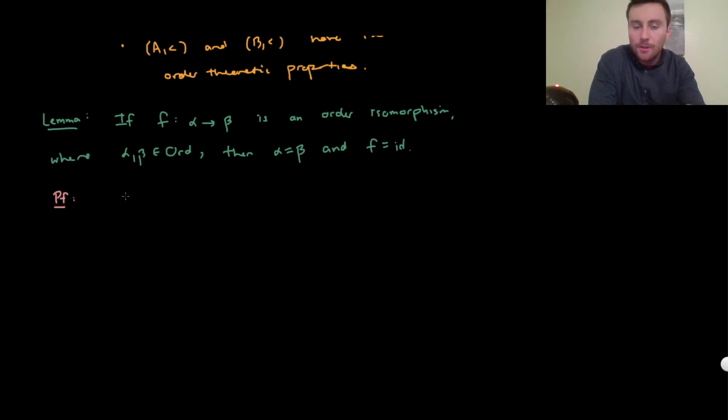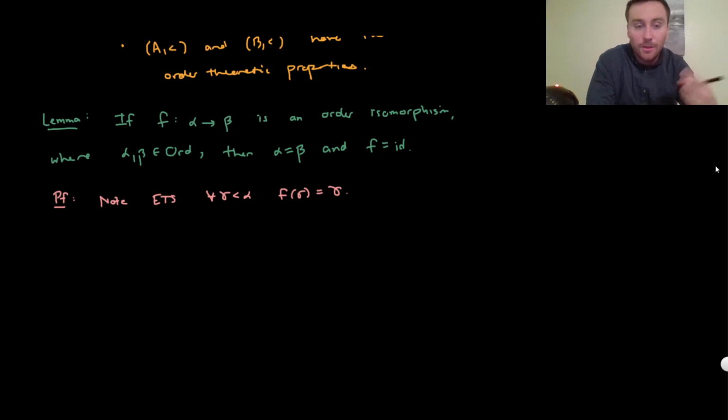Well, one thing to note is that it's actually just enough to show that f is the identity map. Because f is the identity map and our function is going to be onto, it's going to follow that alpha is actually equal to beta. So note, it's enough to show that for every single gamma less than alpha, f of gamma is equal to gamma. And so how do we do this?